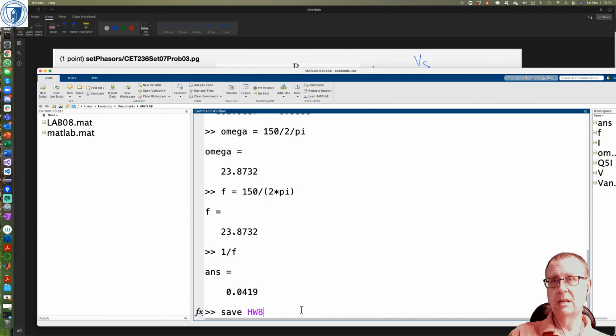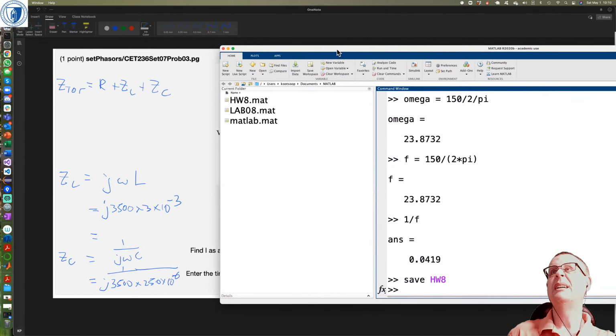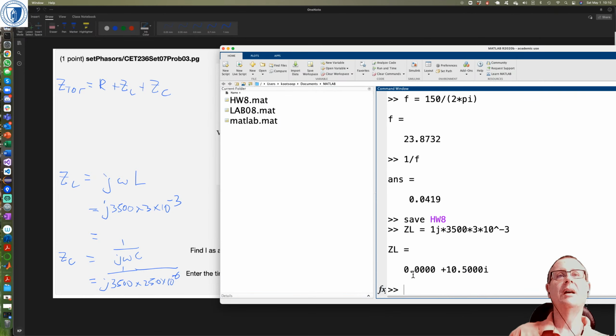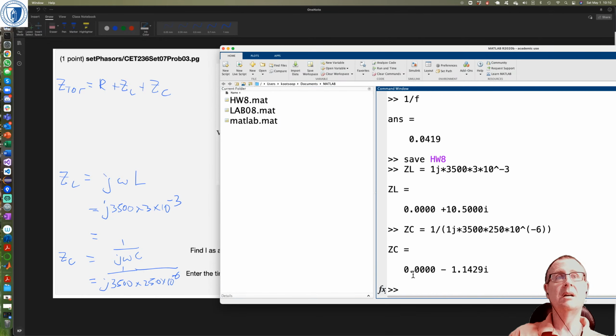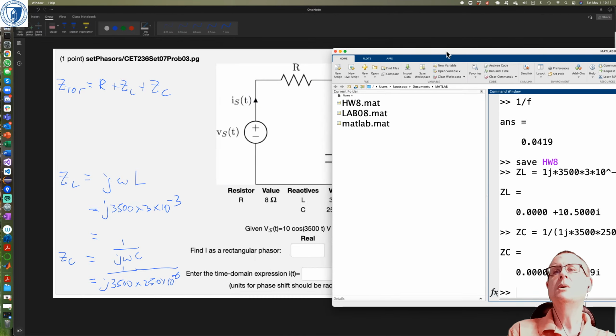So I've got it, and so now our ZL is equal to J 3500 times 3 by 10 to the minus 3, which is J10.5, and ZC is 1 on J 3500 times 250 by 10 to the minus 6, which is 1.14 minus J 1.14.